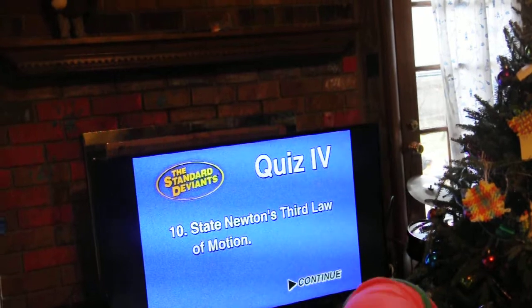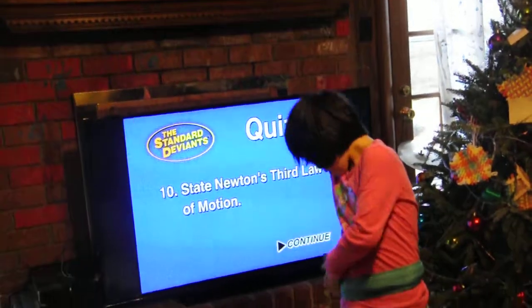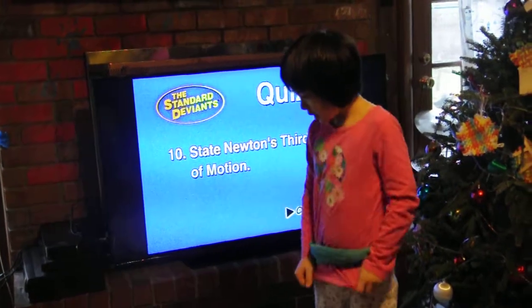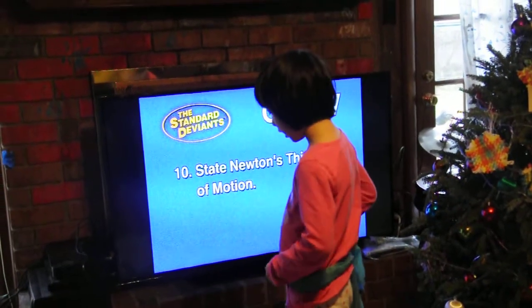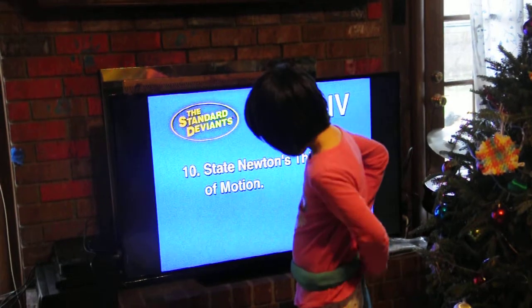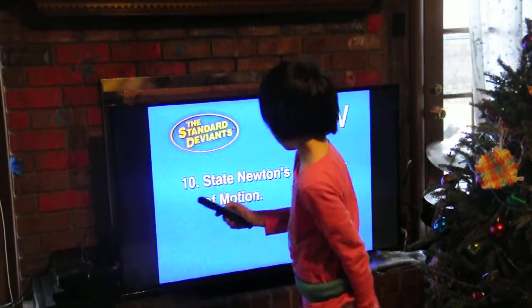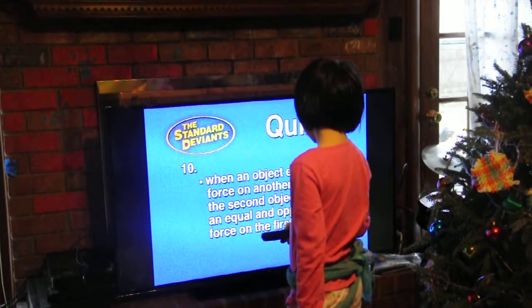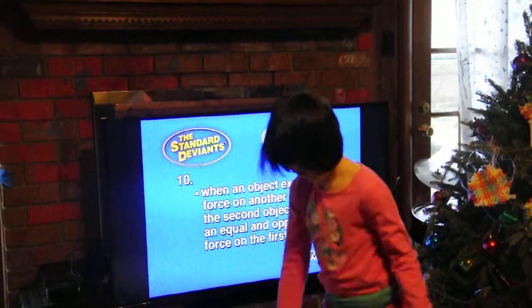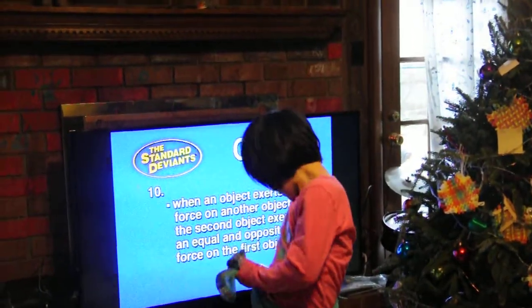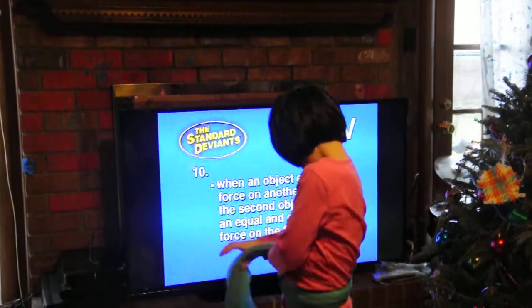Number 10. State Newton's third law of motion. If an object acts on another object, that object will act on it with equal and opposite force. Newton's third law of motion states that when an object exerts a force on another object, the second object exerts an equal and opposite force on the first object.